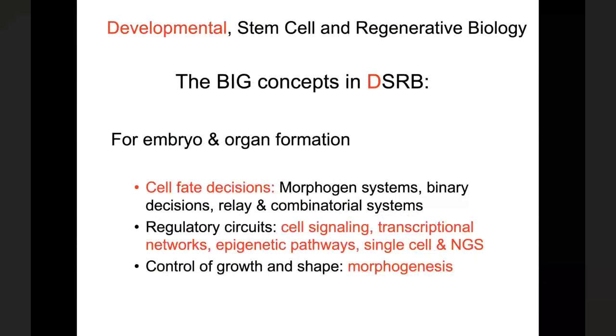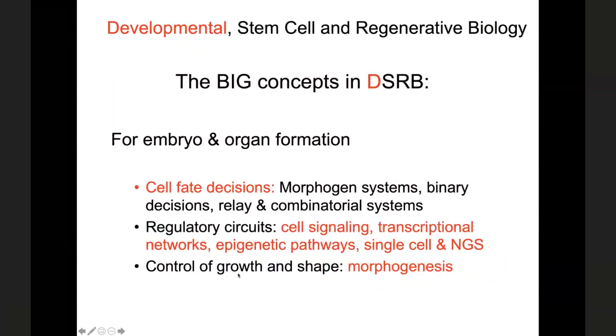And I'm going to deconstruct this by telling you about the three areas of research that are focused on in this program. So starting with developmental studies, these focus on cell fate decisions and regulatory circuits that determine these cell fate decisions through cell signaling, transcriptional networks, and epigenetic pathways, as well as single cell methods like single cell RNA-seq, as well as studies of morphogenesis, including growth control and how tissues and cell types are shaped.